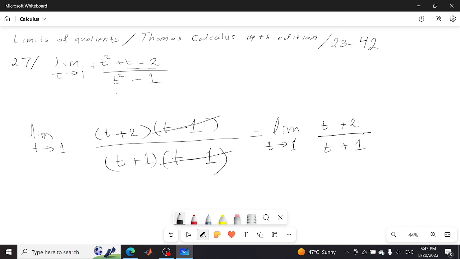And if we take the limit here, it will give us 1 plus 2 divided by 1 plus 1, which will give us 3 divided by 2. And that's the final answer.